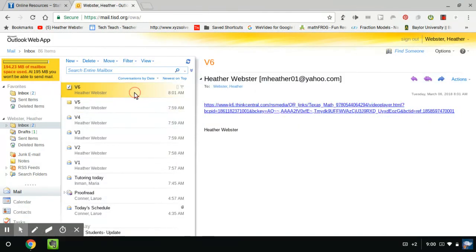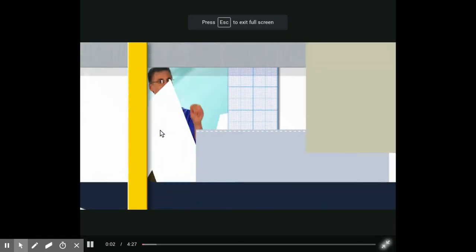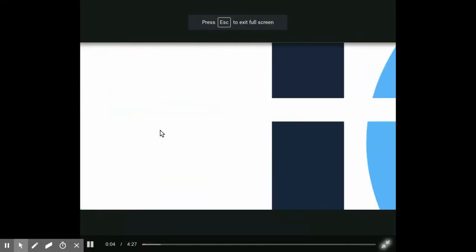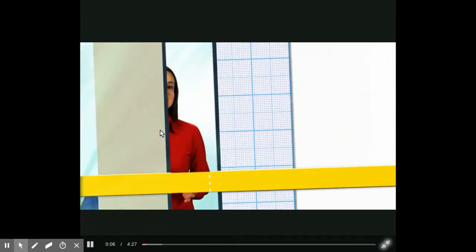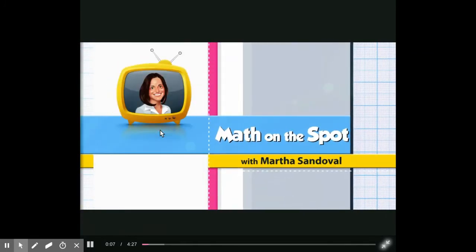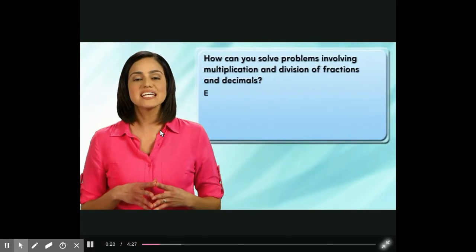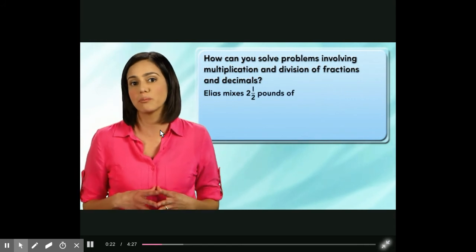Let's first analyze our information. We have that Elias has 2.5 pounds of beef and 3/4 pound of pork. And he makes 1/4 pound patties. Let's also determine what our question is. Our question says, how many 1/4 pound patties can Elias make?